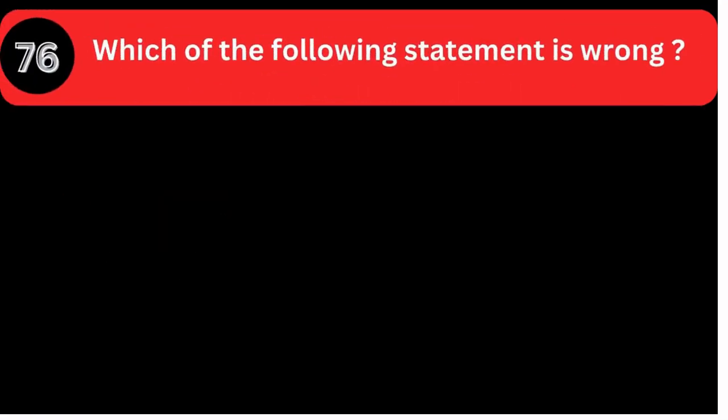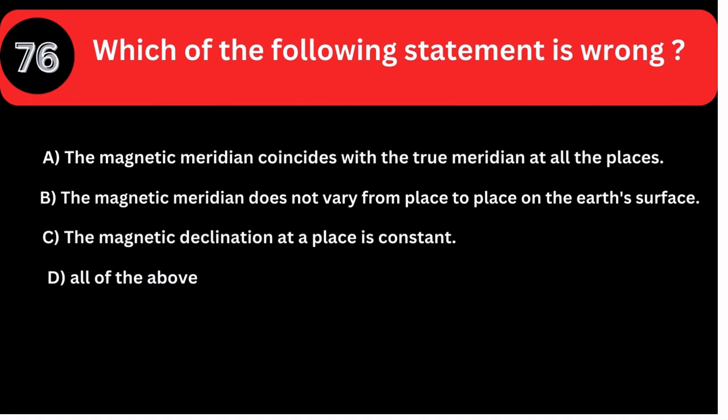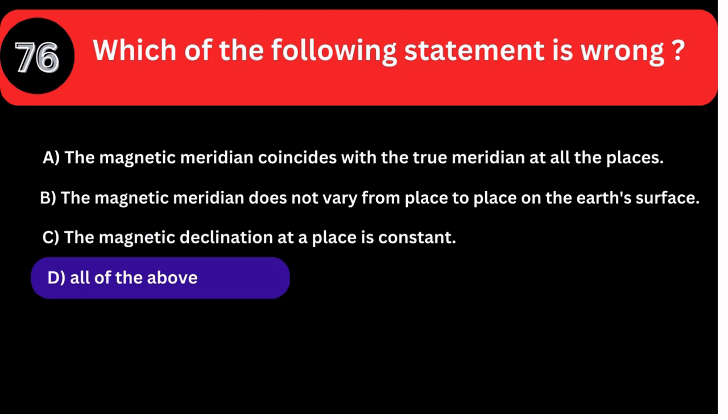Which of the following statements is wrong? Options: A, the magnetic meridian coincides with the true meridian at all the places. B, the magnetic meridian does not vary from place to place on the Earth's surface. C, the magnetic declination at a place is constant. D, all of the above. Answer: D, all of the above.